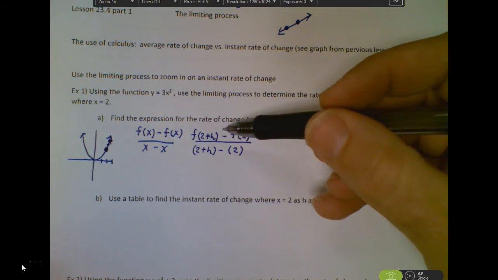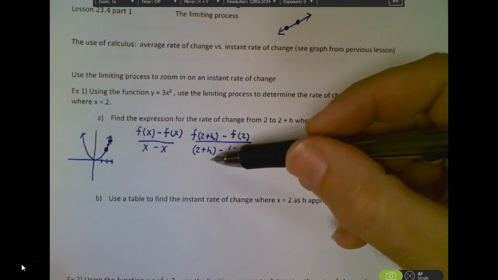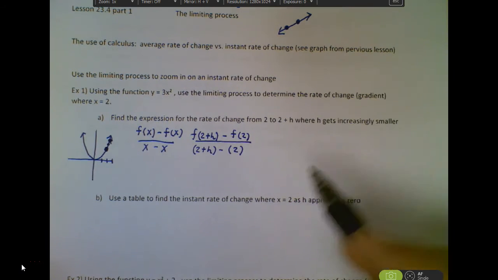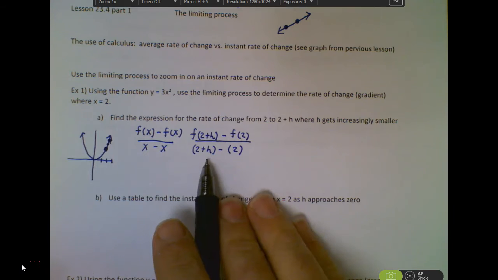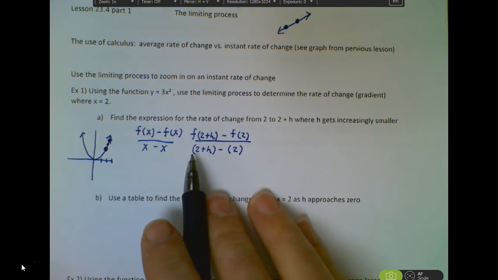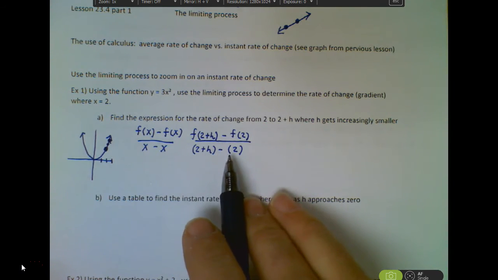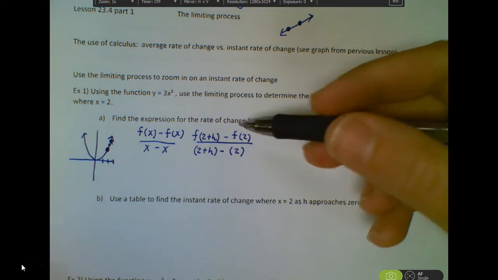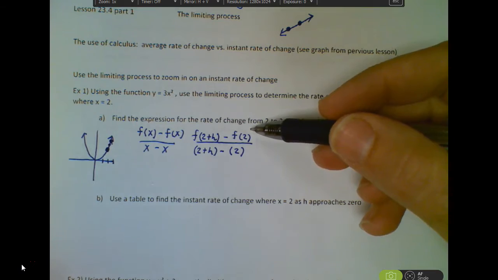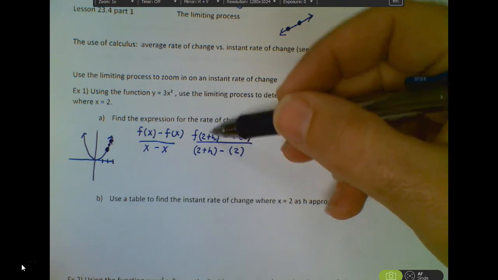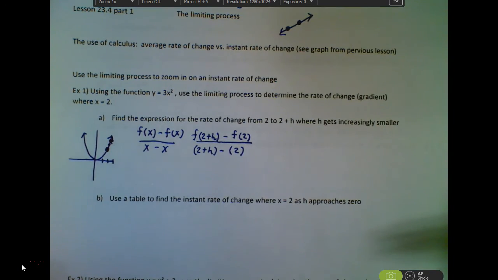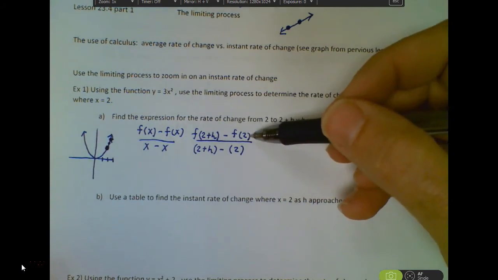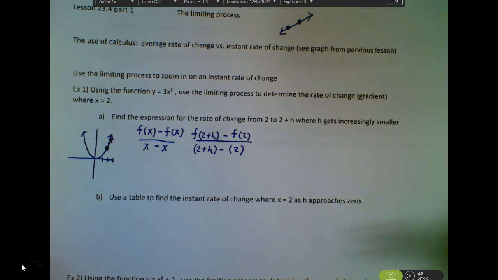So we're still doing y minus y over x minus x. You can see on the bottom, this will always simplify to just be h, because I'm going to have a 2 minus 2 that will cancel, and that will always happen, and I'm going to be left with just h. On top, however, this is where kind of the work comes in, because I have to plug in 2 plus h into this in order to get a y coordinate. Then I have to plug 2 into this in order to get another y coordinate.